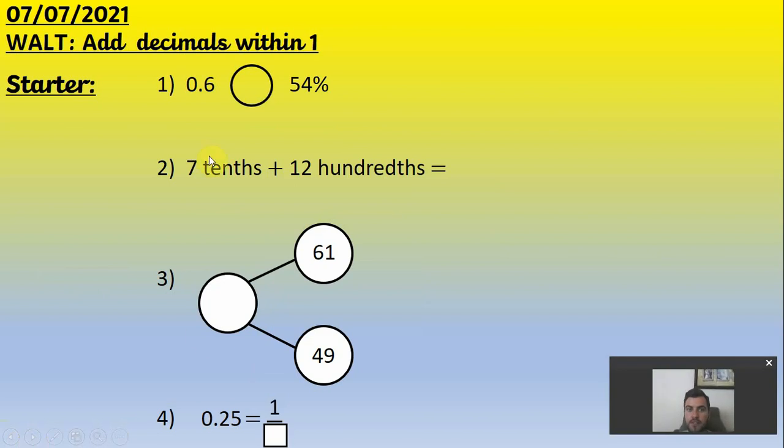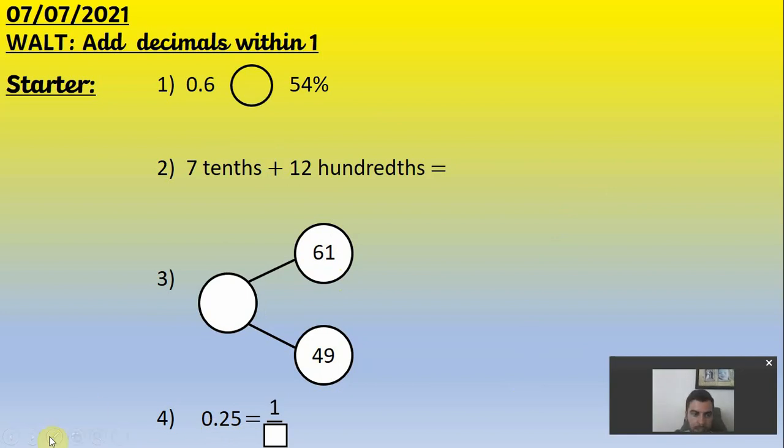Number 2, we've got 7 tenths add 12 hundredths. Top tip here is I would write it out as a decimal so you can see it visually, which would make it easy to add. Number 3, we've just got a part whole model here. Can you just add the two numbers together? And then number 4, you've got 0.25 as a decimal. Can you please write it as a percentage? So pause the video please, have a go, and we'll carry on once you are finished. Pause it now.